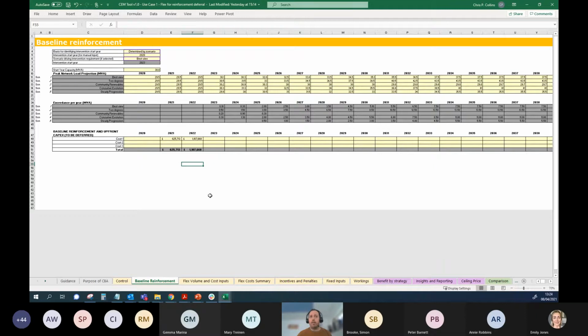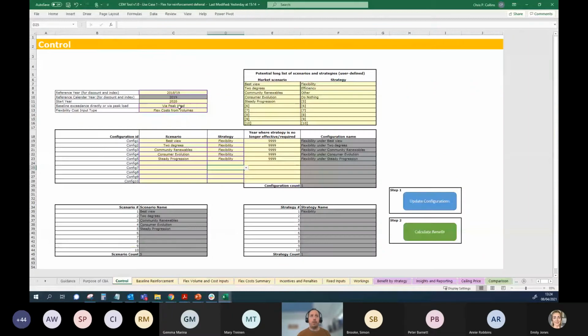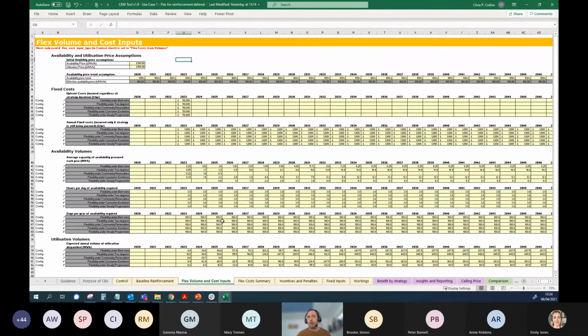And what we're then going to do is compare that approach with flexibility. So I'm just going to move on to the flexibility tab. There's actually two different flexibility tabs depending on how you want to populate it, but I think probably won't go into that detail. But just so you're aware, on the control tab, you can put in flexibility either directly as costs or as volumes and prices, and depending on how you have the information, how you're modeling your network as a DNO, you may have a preference for one or the other. But it's probably easier to understand with the volumes and the costs associated with flexibility as we have on this tab.